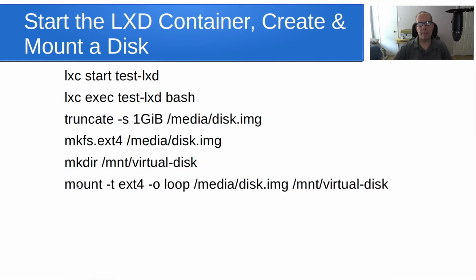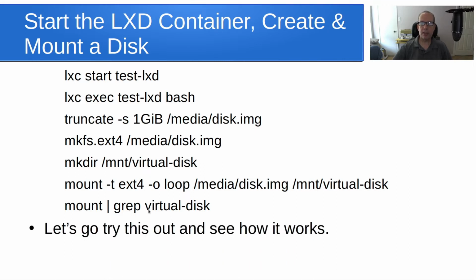And then I'm going to do a mount -t ext4 -o loop /media/disk.img /mnt/virtual-disk, which is the mount point. And then I'm going to do a mount, vertical bar, which is the pipe command, grep virtual-disk, and that will verify whether or not my disk is actually mounted.